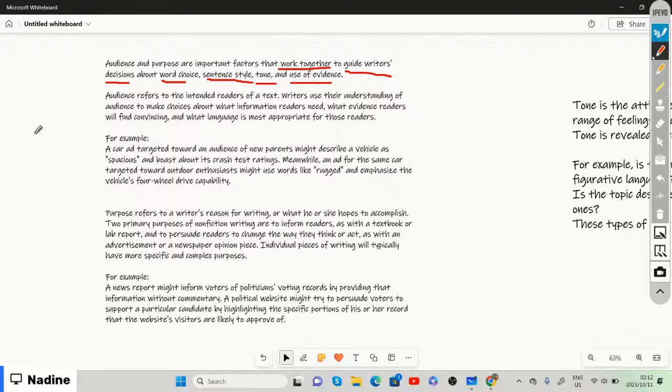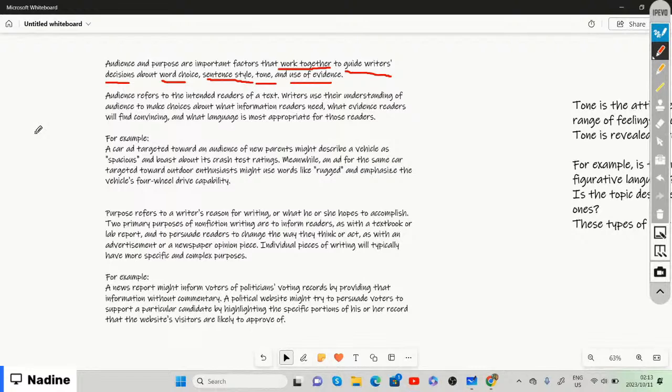For example, they'd use words like rugged and then emphasize the vehicle's four-wheel drive capacity. Sometimes they will even talk about the tires or the wheels. Anything to make that intended audience buy. So that is basically audience.